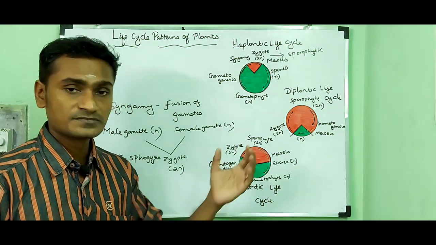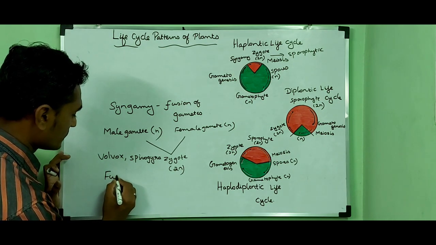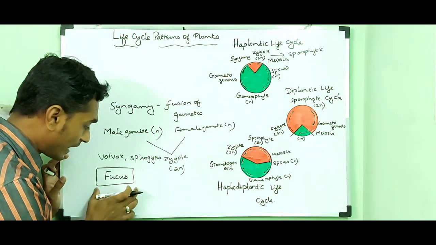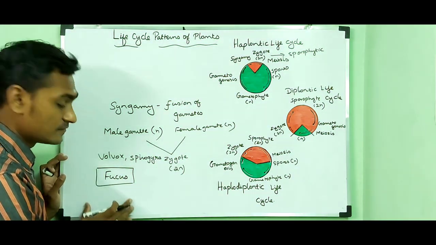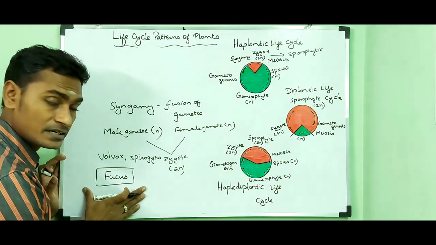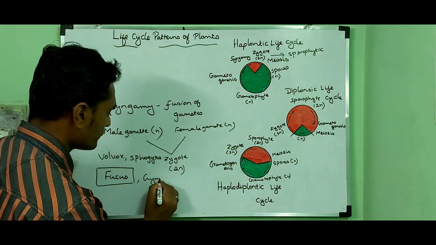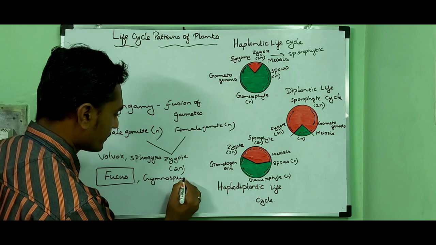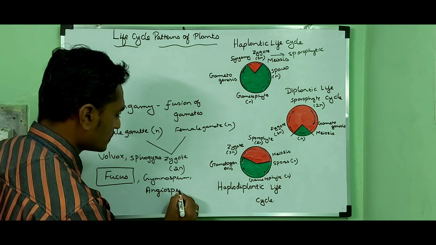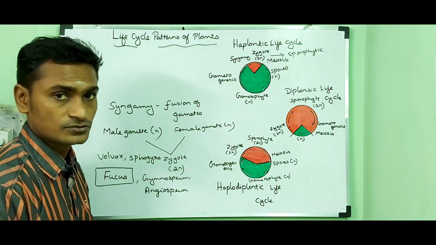The examples for the diplontic life cycle are Fucus, gymnosperms and angiosperms. Fucus is an alga, a brown macroscopic alga found in marine environments. The sporophytic phase is dominant in Fucus, gymnosperms and angiosperms.